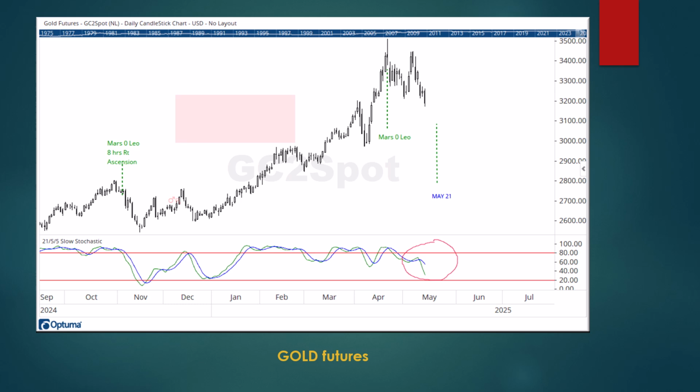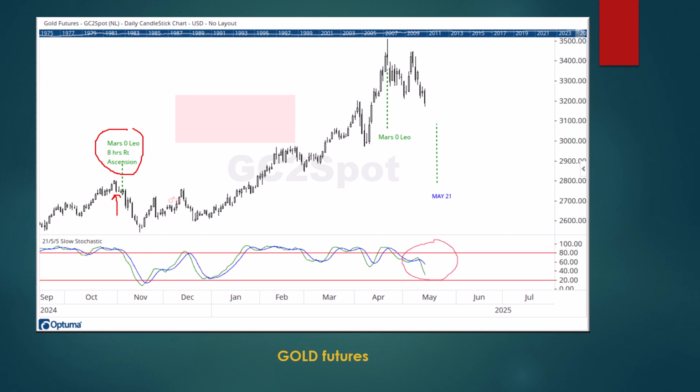First one I'm going to show you is gold futures, and this one goes back to 2024. You can see in this chart, on the 4th of November 2024, Mars was at 0 degrees of Leo. Do the math. That's actually 8 hours of right ascension. So Bayer says something's going to happen. Well, let's take a closer look. Literally 2 days prior to Mars passing 8 hours of right ascension, look what happened. The price of gold made a little swing top, and from there it went from about 2,800 down to just under 2,600. That's a fairly meaningful decline.